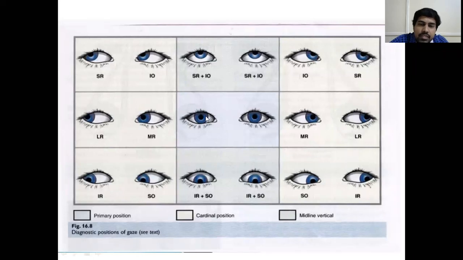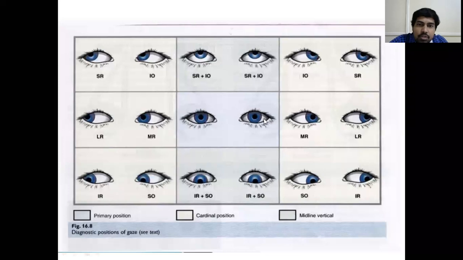Orthophoria, both eyes are looking straight. So primary gaze is both eyes looking straight. Now, what is secondary gaze? Secondary gaze means either vertical or horizontal. Vertical is this one, either elevation or depression, or dextroversion or levoversion. So these will be your secondary gazes.